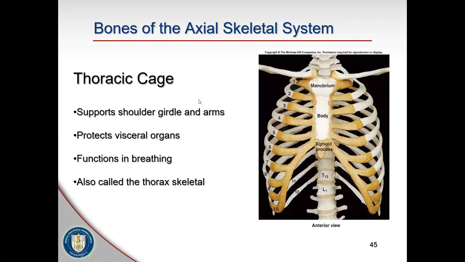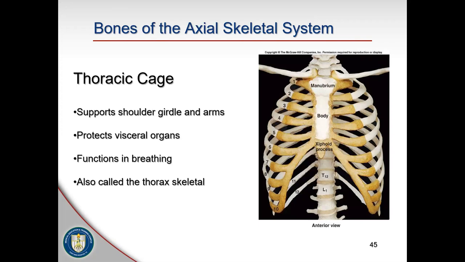So the thoracic cage not only supports the shoulder girdle and the arms, it also protects our visceral organs. Some of the organs you'll find, like I told you, are the heart, the lungs, sometimes the kidney, and you'll definitely find the liver hiding in there somewhere. So it normally helps protect some of those things. It also functions in breathing, because the diaphragm muscle will be right here to help us breathe easily. It's called the thoracic skeleton. Why they call it thoracic skeleton, that's a different story, but you'll see that this thoracic cage has all 12 pairs of ribs attached to it.